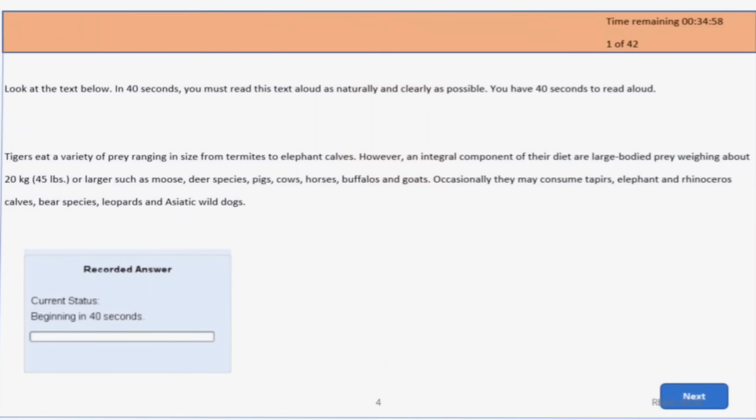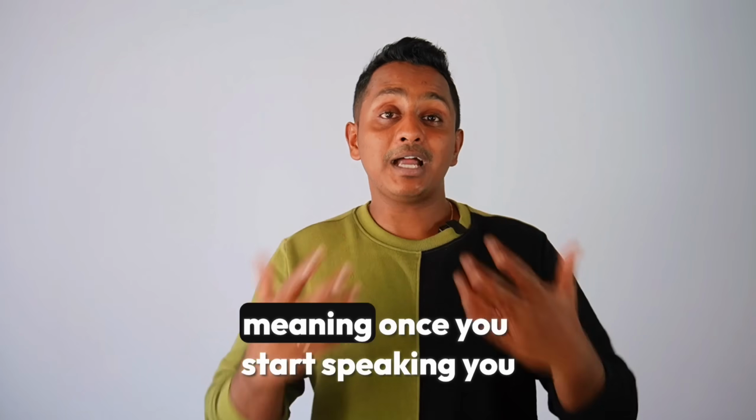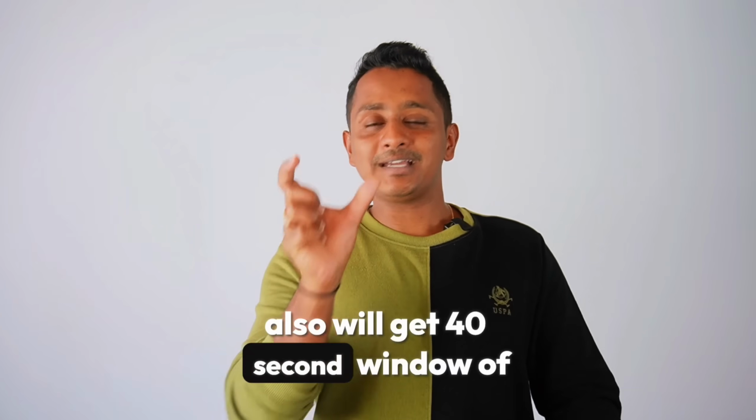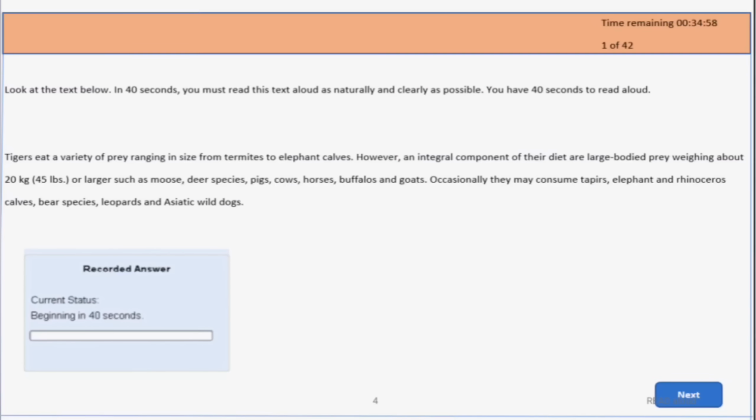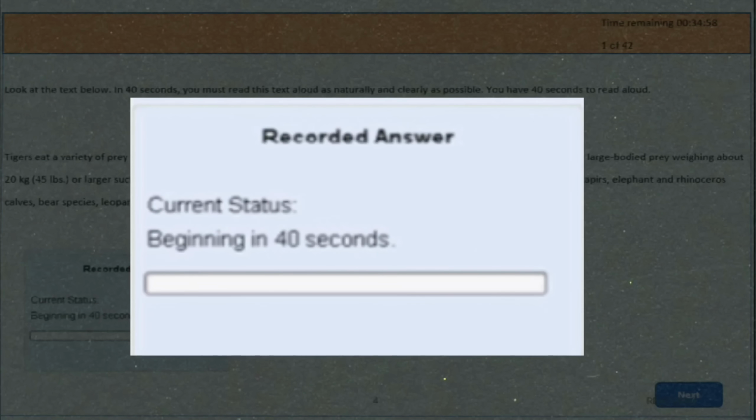This is how the read aloud looks like. At the top there would be a text. Look at the text below. In 40 seconds, meaning 35 to 40 seconds will be given to you. You must read this text aloud as naturally and clearly as possible. You have 40 seconds to read aloud, meaning once you start speaking, you also will get a 40-second window of time to speak. If you carefully observe the picture, there is a tab called beginning in 40 seconds.